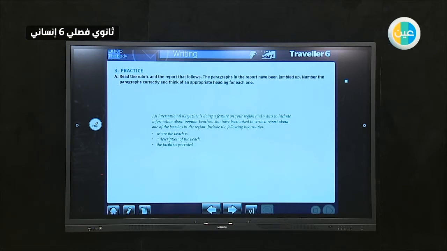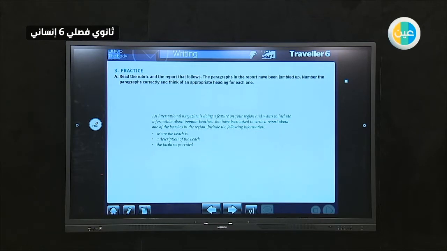In any reports we have an introduction and conclusion. We start with an introduction and we end our report in a conclusion. But the main parts are different according to the situation or according to the place we are writing about.